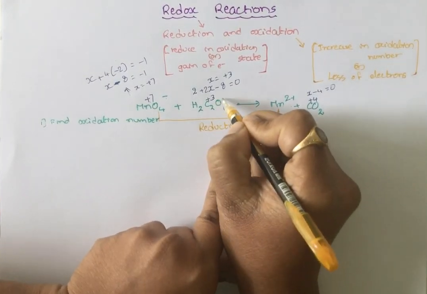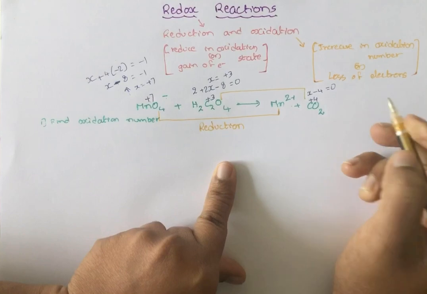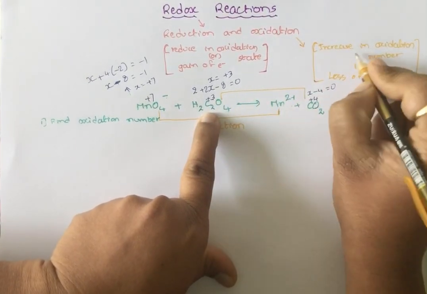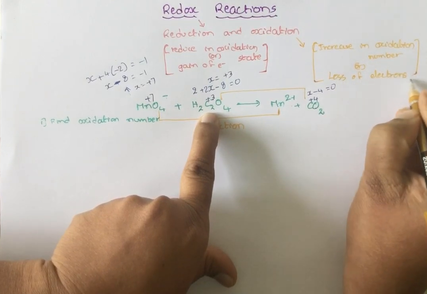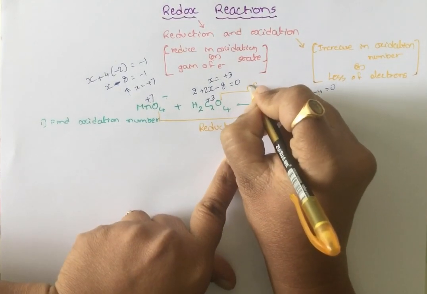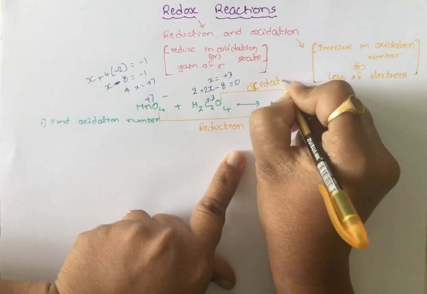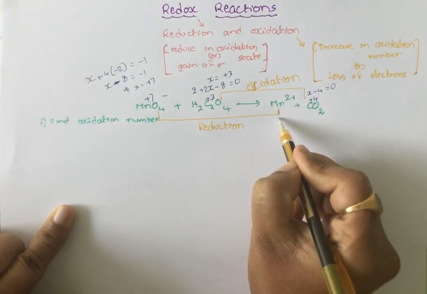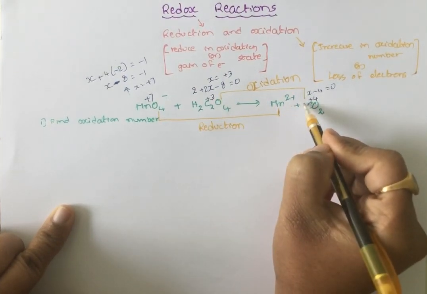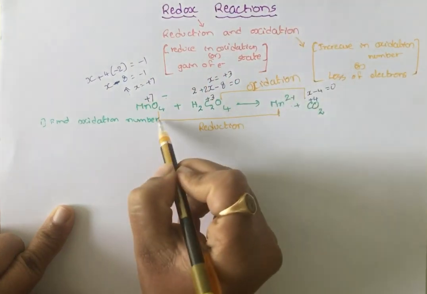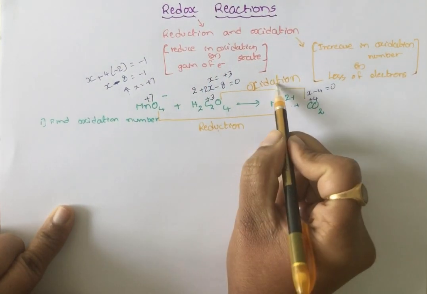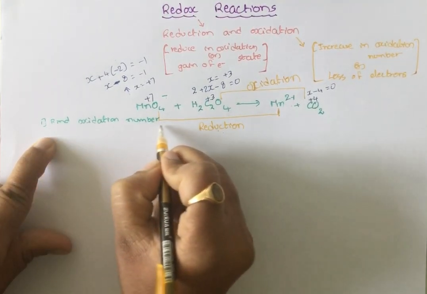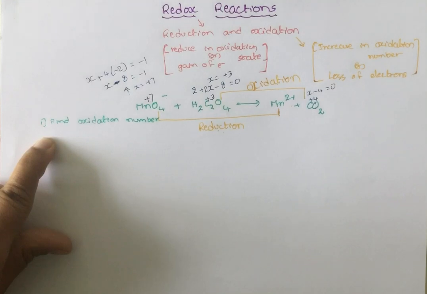And who is undergoing oxidation here? You can see oxalic acid is converting into carbon dioxide. Here carbon is plus 3 and here it is plus 4. So there is an increase in oxidation number, that means it involves loss of electrons. So this is the oxidation half cell reaction. You have to first notice which is the reduction half cell reaction and which is the oxidation half cell reaction. In any redox reaction, you will find both. In order to find that, you have to know the oxidation numbers.